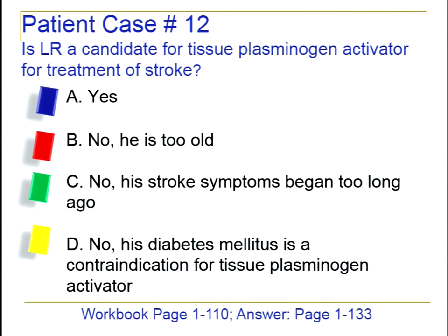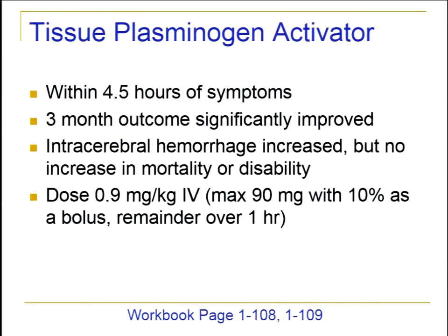So, thinking back about our patient now, is he a candidate for TPA? Yes. No, he's too old. No, his stroke symptoms began too long ago. No, his diabetes is a contraindication. All right, everybody's on board with this one. Yes, they began too long ago. So what are our criteria?